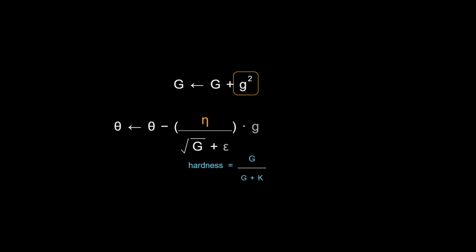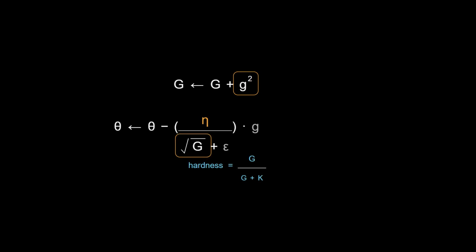Why square the gradient? Because we want to track activity, not direction. A push forward and a push backward should count the same toward how packed this ground has become. And squaring punishes big jolts more than small ones. A large gradient contributes far more to G than a small one.